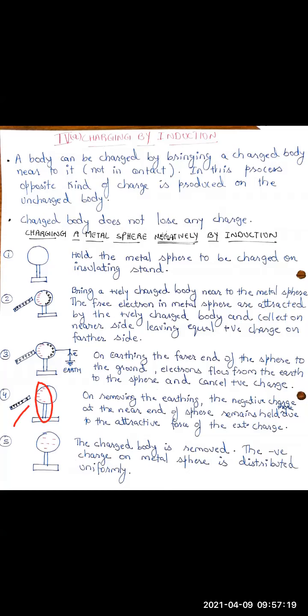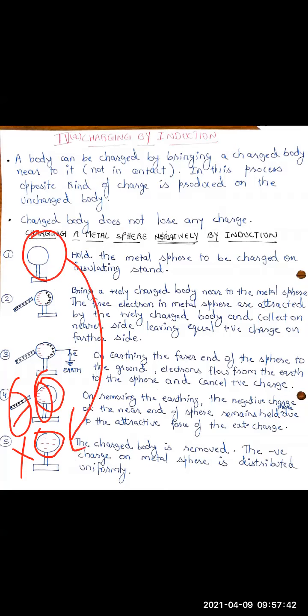Now what you're going to do, you are going to remove this positively charged rod. Now no rod is over here. What will happen? This negative charge will be uniformly distributed on the metal sphere. So through this process, you have charged an uncharged metal sphere negatively. So when you want to charge a metal sphere negatively, you have to bring a positively charged metal rod near it. And if you want to charge the metal positively, then what you will bring near it? A negatively charged rod near it, right?